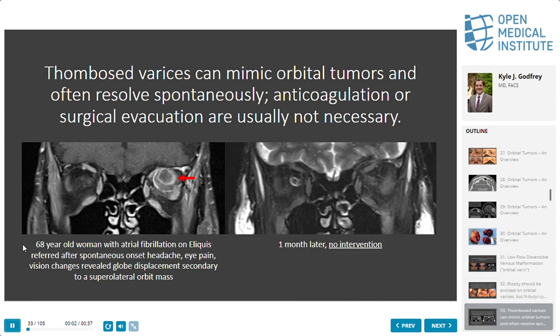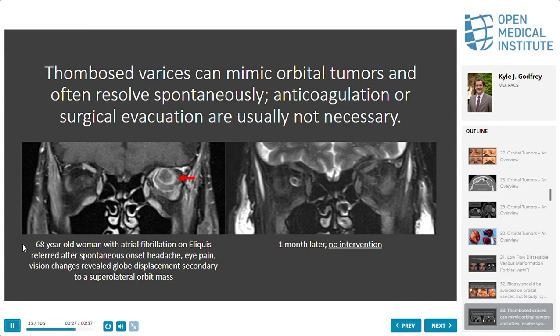These varices can thrombose or coagulate and clot off and essentially present with a very rapid, sudden change. So this was a patient who was referred to me for a surgical excision of this mass, and they were actually already signed up for surgery. They had a date and they were ready to go in and cut this thing out. I reviewed the scan with our neuroradiologists, and we elected just to observe this patient without any treatment. One month later, the lesion had essentially disappeared as this clot had resolved and normal flow had been restored within the orbit.